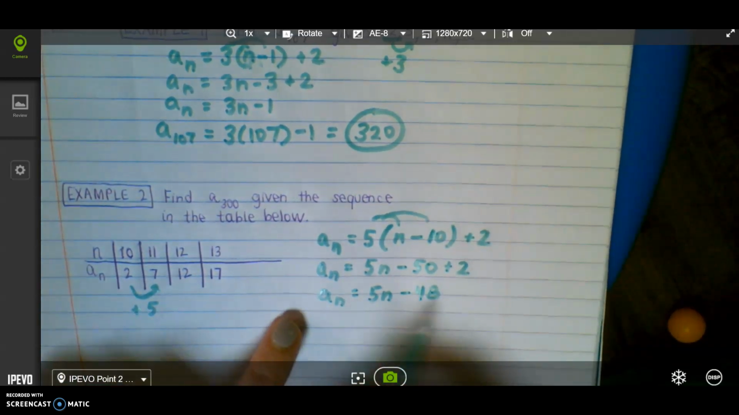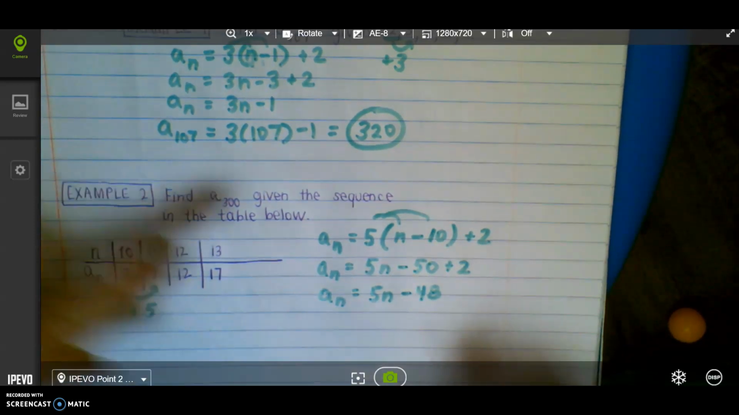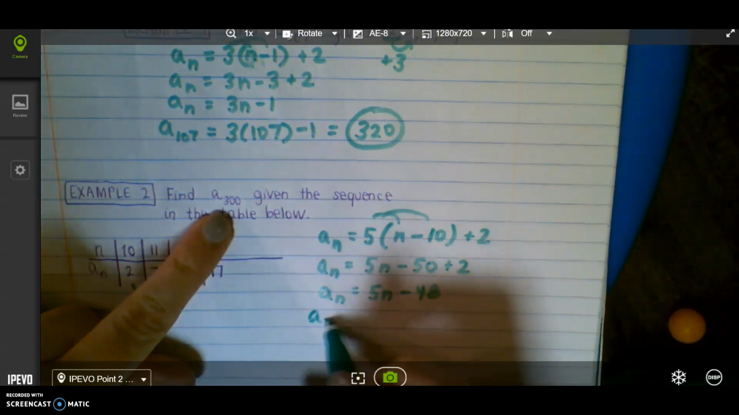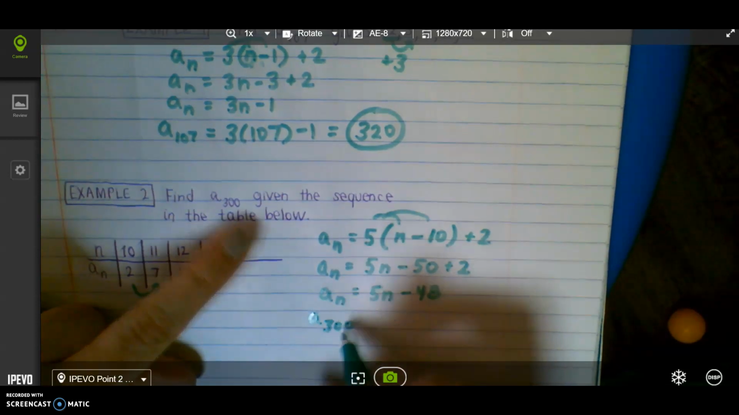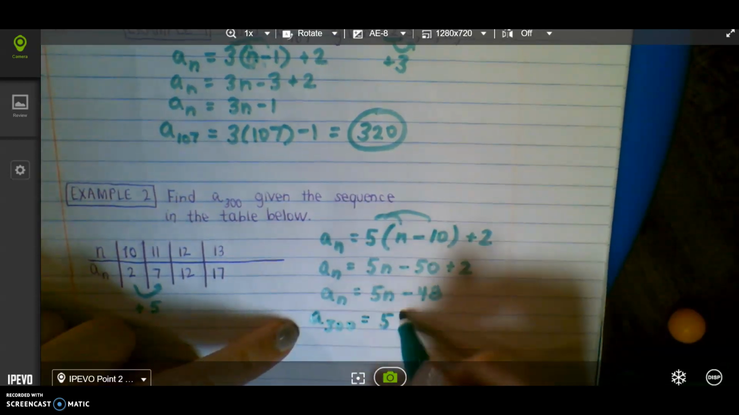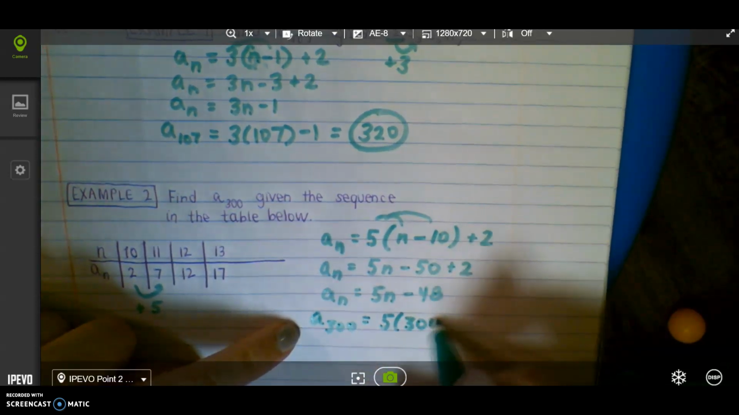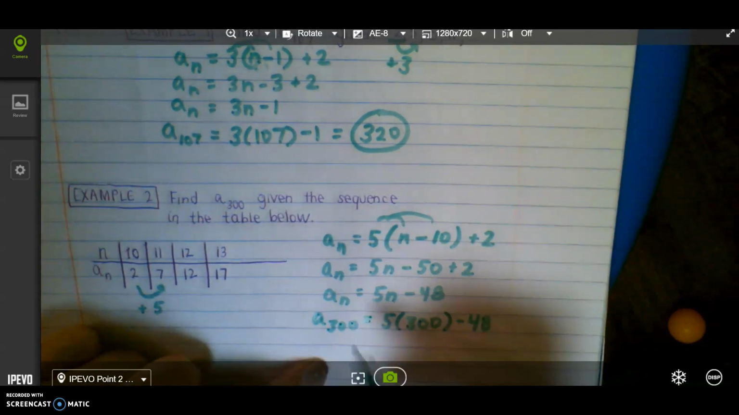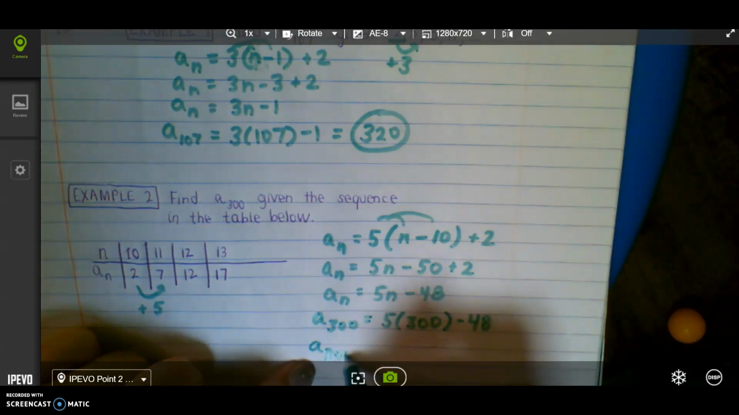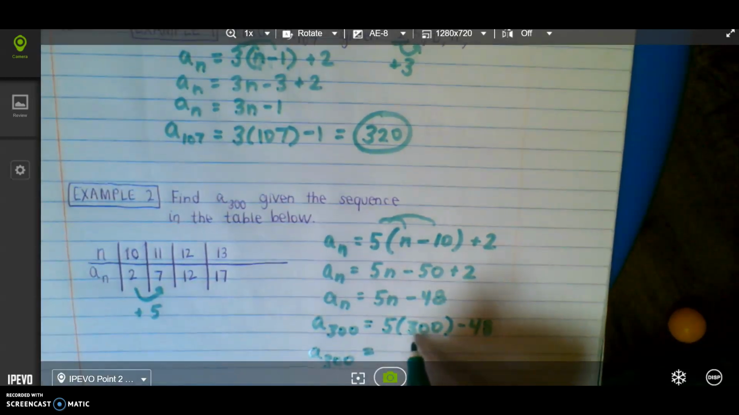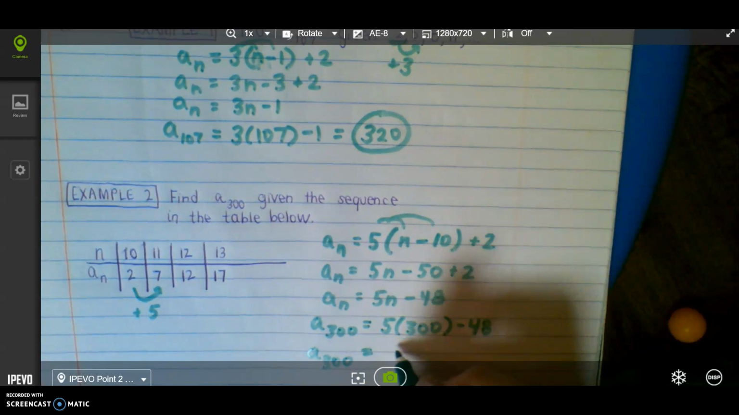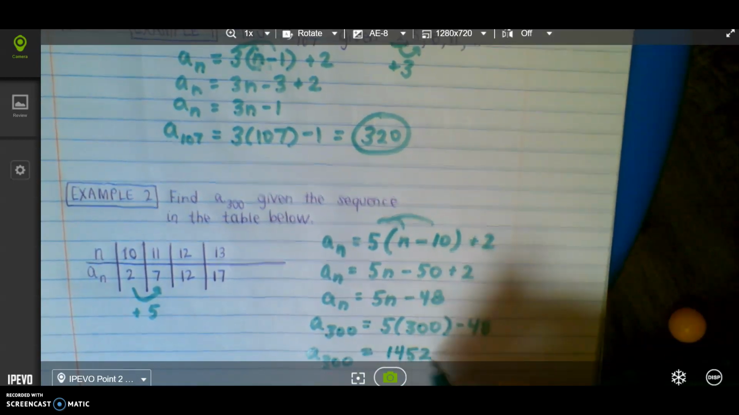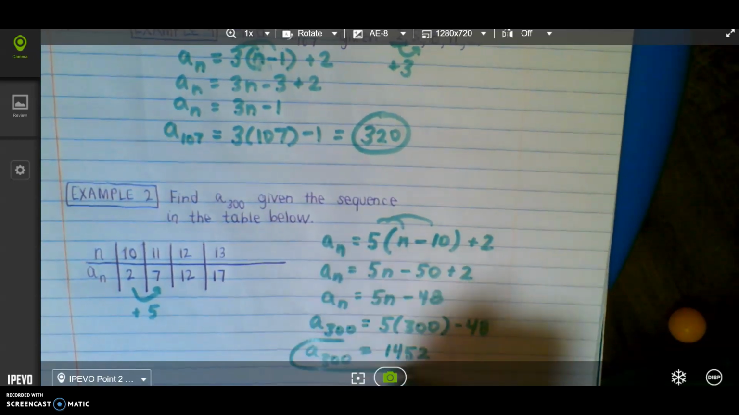And then I'll use this arithmetic explicit formula to find the 300th term. So notice 300 is replacing n. All I have to do is input 300 in for n in the equation and simplify. 5 times 300 is 1500, minus 48 is 1452, which is your 300th term.